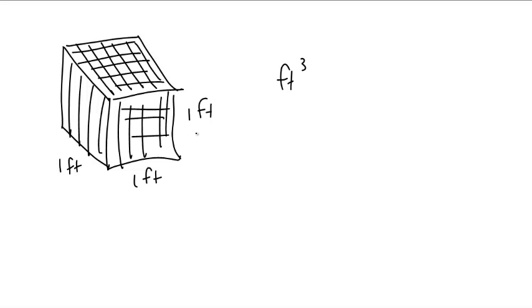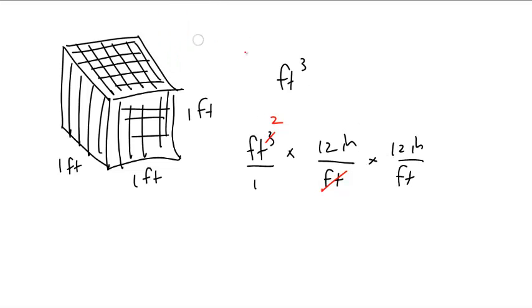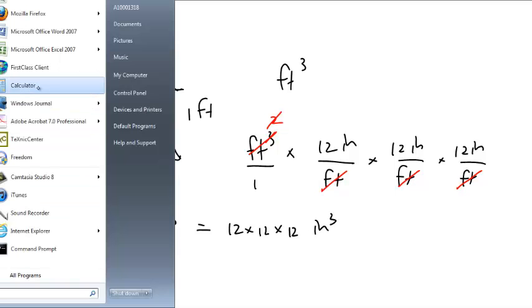Actually, what we have to do is say that this is a cubic foot. How do we convert a foot to inches? Well, you multiply by 12 inches in a foot. But multiplying by 12 inches in a foot only cancels out one of the feet. We have to multiply by 12 inches over a foot again, and that cancels another one of the feet. If we multiply by 12 inches over a foot one last time, that will get rid of the last foot. Therefore, 1 cubic foot is equal to 12 times 12 times 12 cubic inches.